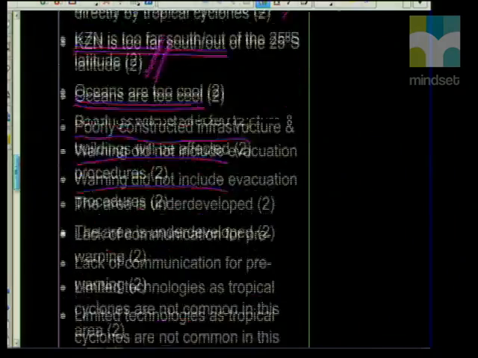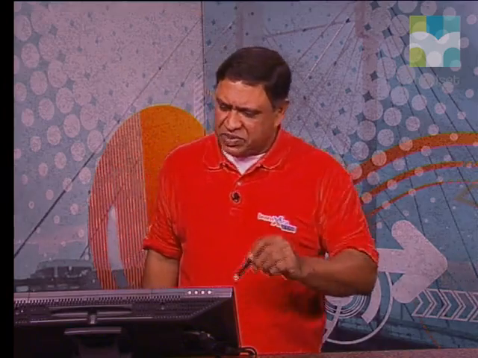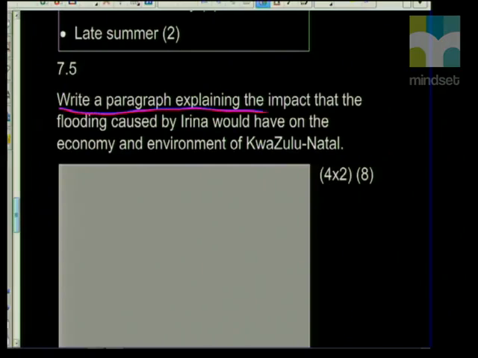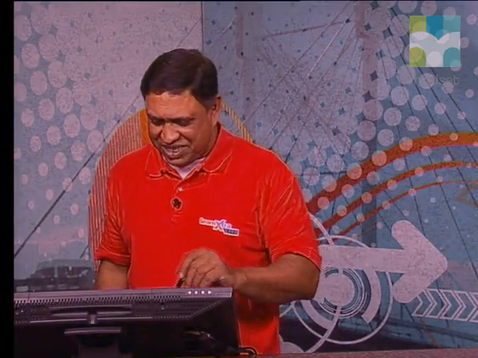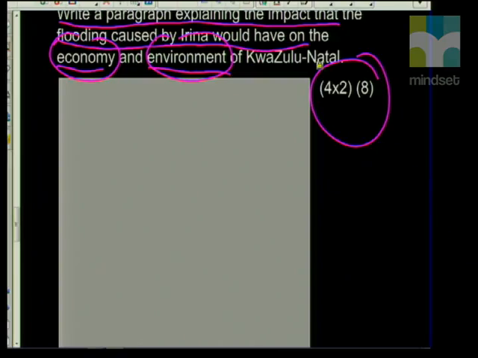Now, last little question. Write a paragraph explaining the impact of flooding caused by Irene on the economy and the environment. Look at this, 2 things here, economy and the environment. Please note, learners, you can explain 4 points, but it must include the economy and the environment. The impact, what damage is it causing to them? Let's look quickly before my time runs out for this little session. I'm going to take a few little answers here.